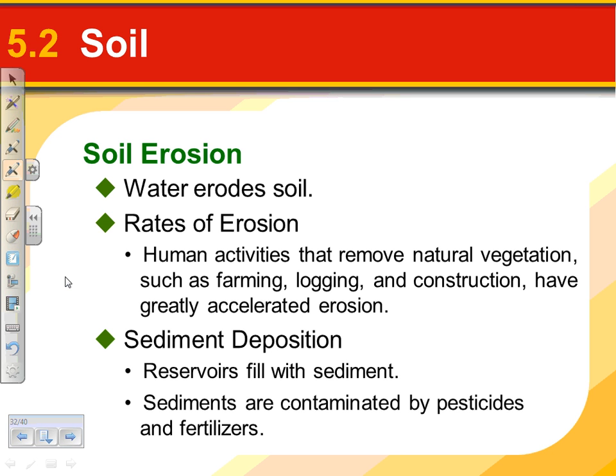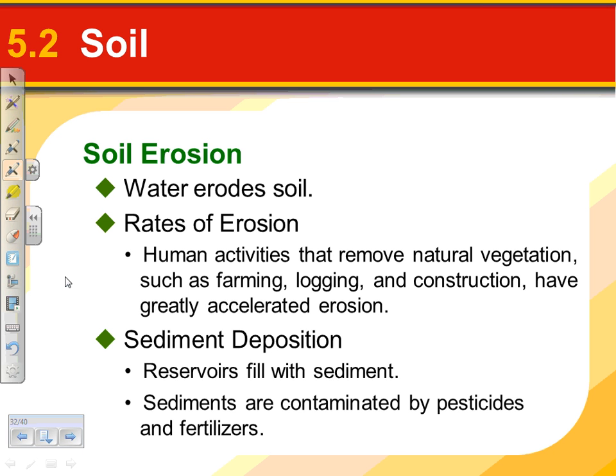Soil erosion. Water erodes soil, and the rates of erosion are controlled by human activities that remove natural vegetation, such as farming, logging, construction, and they left out mining. They have greatly accelerated erosion. I can tell you from experience, though, that modern mine plans call for reclamation. That was my major in college. Reclamation of the mine site. Even before you start the mining operation, you have to have a reclamation plan in place nowadays because of mistakes we made in the past.